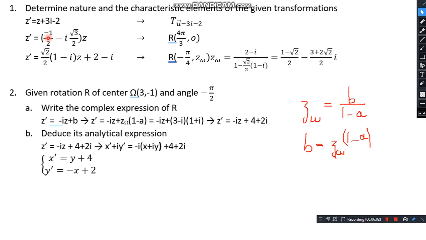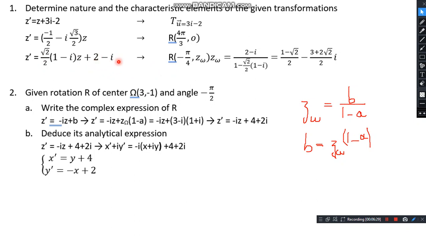Here this is e^(i 4 pi over 3) z. So this is a rotation of center 0, because for plus b, I don't have b, it's 0, and angle 4 pi over 3. Don't forget the norm here must be 1. If it's not 1, it's not a rotation. Here, if you do the norm, it's radical of 1 plus 1, which is radical 2, times radical 2 over 2, which is 1, and this angle is minus pi over 4.